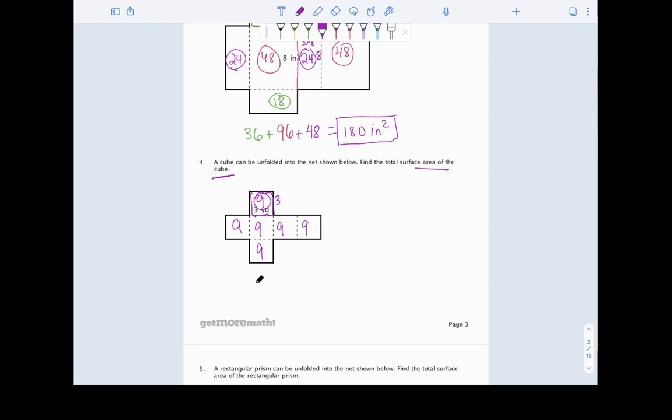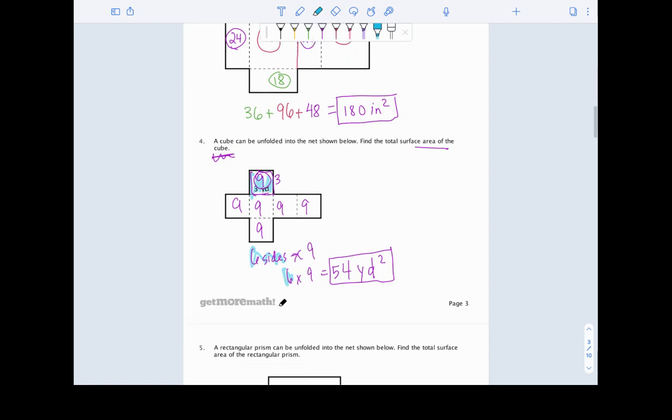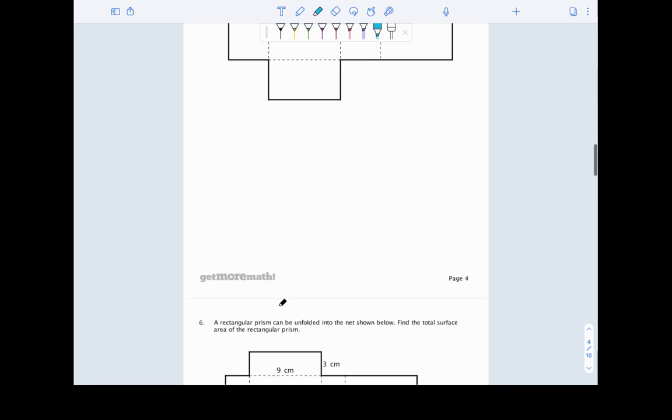So that's 9, and that's 9, and so on. You basically end up with 6 sides that have an area of 9. So 6 times 9 equals 54 yards squared. Because it's a cube and all the sides are the same, I just need to find one and then recognize that there are 6 sides, and multiply. We like those cubes once you get the hang of them.